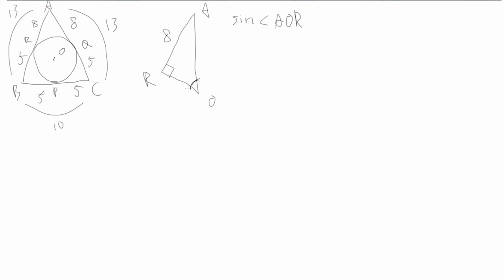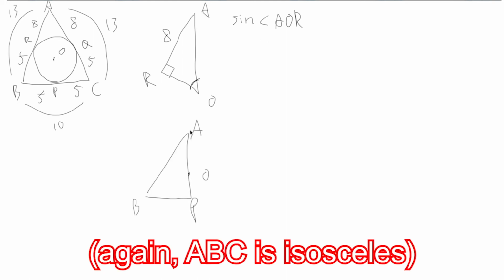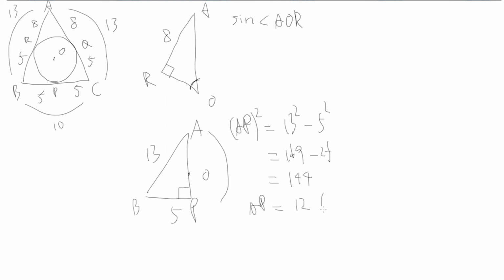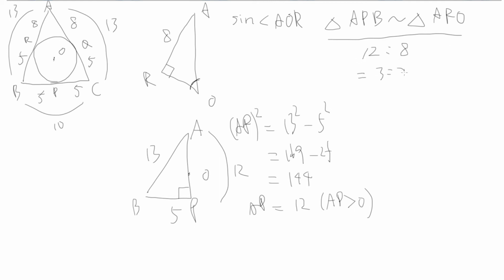Because we know two angles, if we can find the length of AO, we can use the sine rule. So let's try to find the length of AO. The angle APB must be 90 degrees, so we can use the Pythagorean theorem to find the length of AP. AP is 12. And then we can use the fact that APB and ARO are similar triangles, so we can find the ratio 12 to 8, which is 3 to 2.